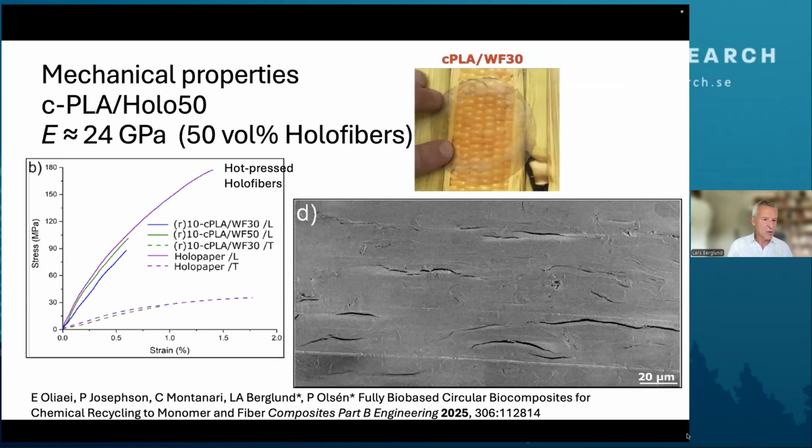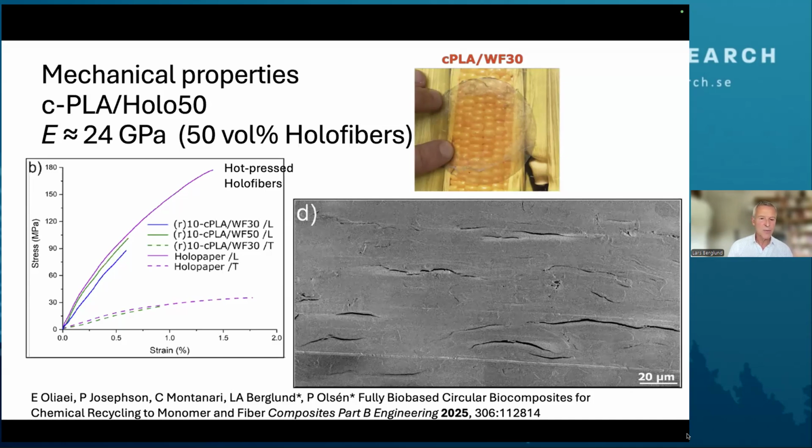It's very stiff. You get 24 gigapascal at 50% fibers. But as you can see, this resin is also brittle. If you look on the stress strain curve on the left-hand side, you see the hot pressed fibers have much higher strain to failure than the composites. And that's because we're still battling the brittleness problem of the material. But this is a very good start. And the properties, I mean, 24 gigapascal, that's a high modulus material.